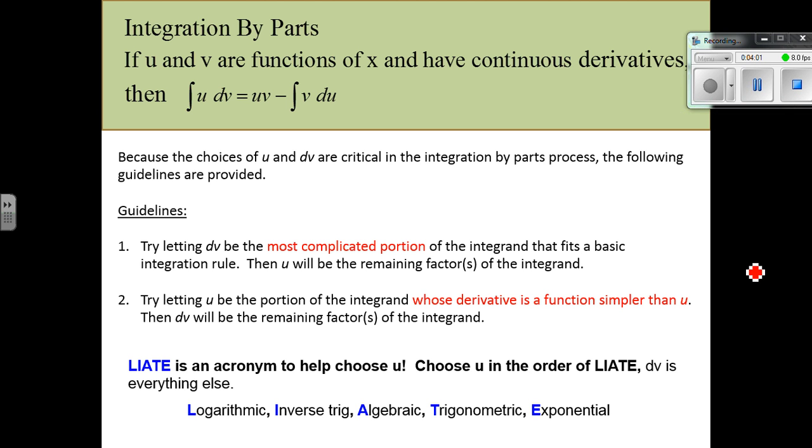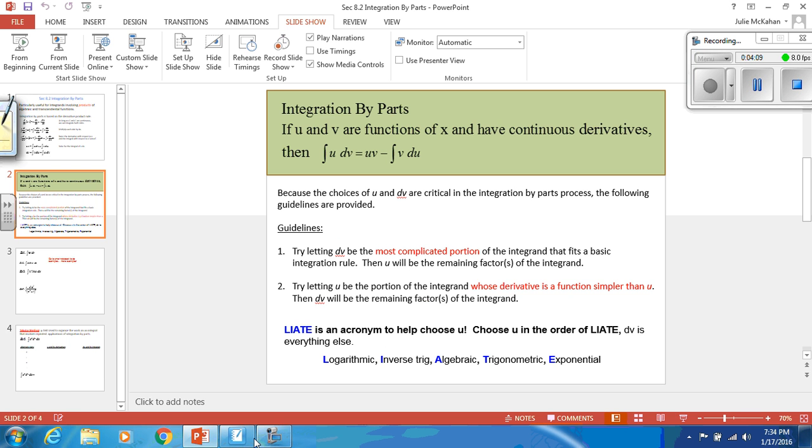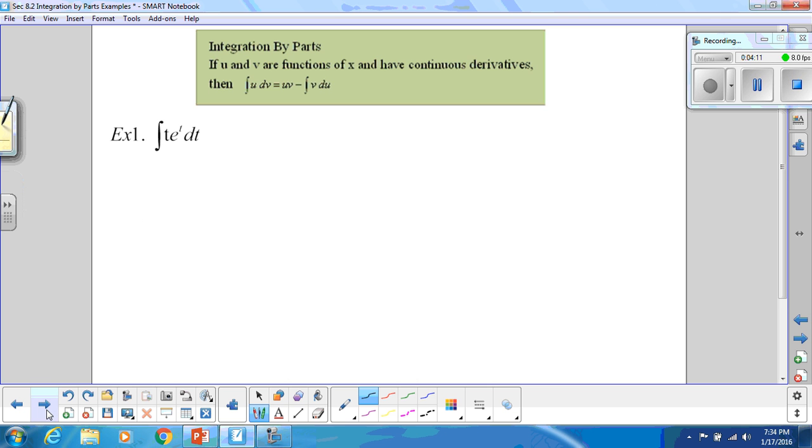Those are the guidelines for using integration by parts, and now we're going to do some examples so you can see how it works. In example 1, we have the integral of t e to the t. According to LIATE, t is algebraic and e to the t is exponential, so we make t the u. Then we make dv everything else, so dv is e to the t dt.